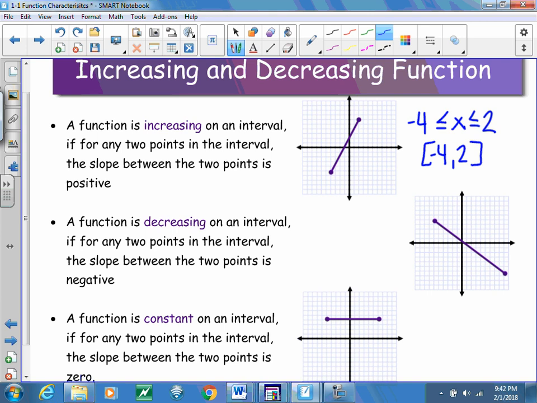A function is decreasing on an interval if for any 2 points in the interval, the slope between those 2 points is negative. So notice here that I'm going downhill. Between these 2 points, my slope is negative. So it looks like my function is decreasing where x is greater than or equal to -6 and less than or equal to +9. So we're looking at the interval from -6 to +9.